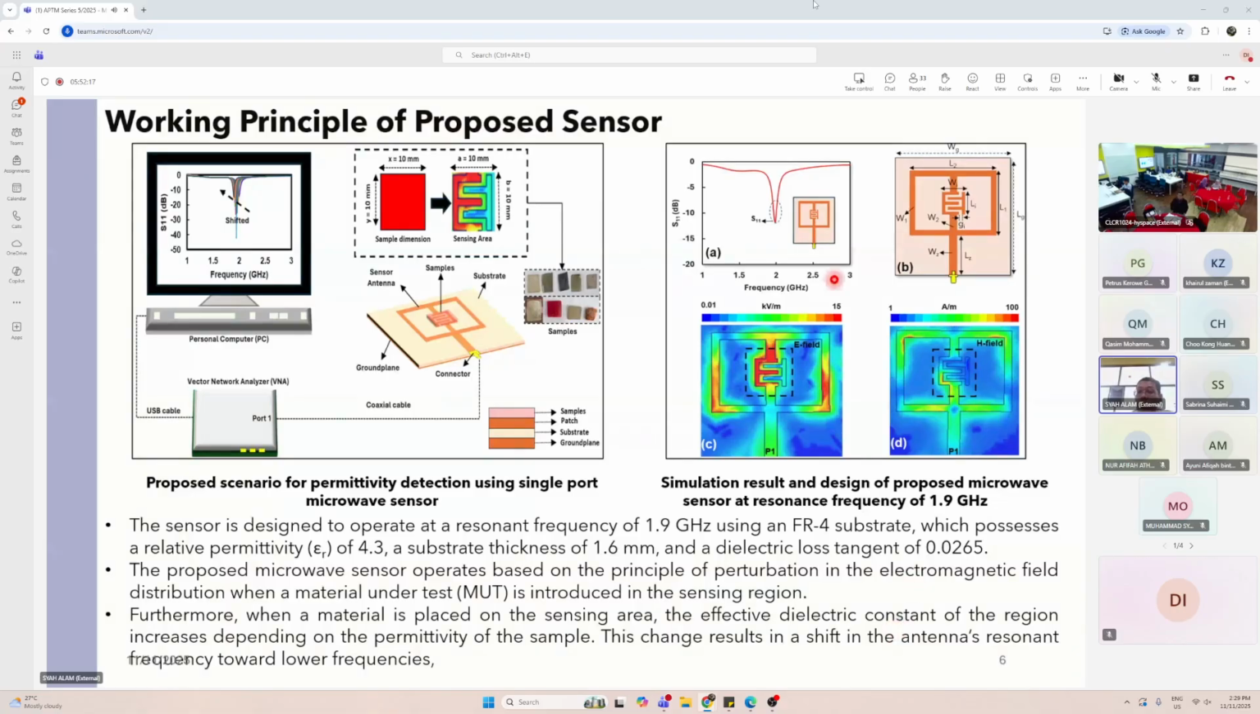And this is the simulation of our sensor. You can see in here the sensor has a single band at the resonance frequency of 1.9 gigahertz. We fabricate and simulate the sensor using FR4 substrate with permittivity of 4.3, substrate thickness 1.6, and tangent delta about 0.0265. Furthermore, when a material is placed on the sensing area, the effective dielectric constant of the region increases depending on the permittivity of the sample. This change results in a shift in antenna resonance frequency toward the lower frequency.